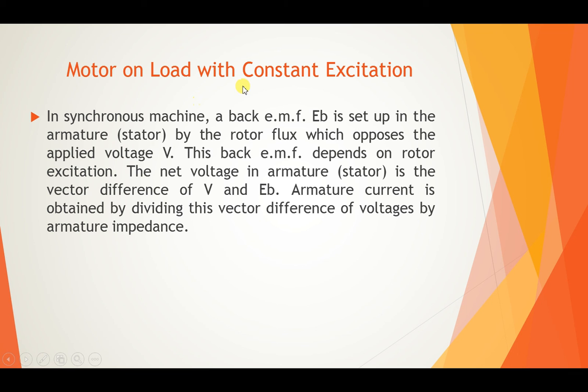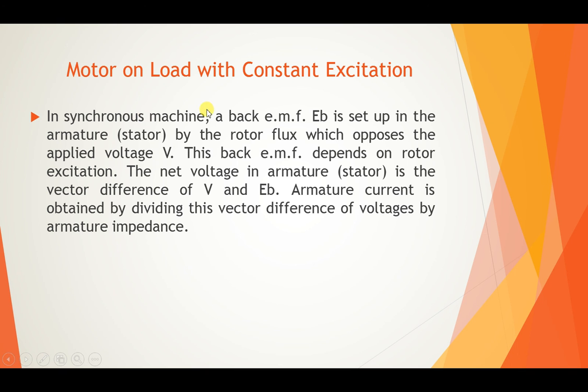Motor on load with constant excitation. What happens when we connect a load to the synchronous motor? As we know, in a synchronous machine, a back EMF E_b is set up in the armature stator by the rotor flux, which opposes the applied voltage V. This back EMF depends on rotor excitation. The net voltage in the armature stator is the vector difference of V and back EMF. Armature current is obtained by dividing this vector difference of voltage by the armature impedance.